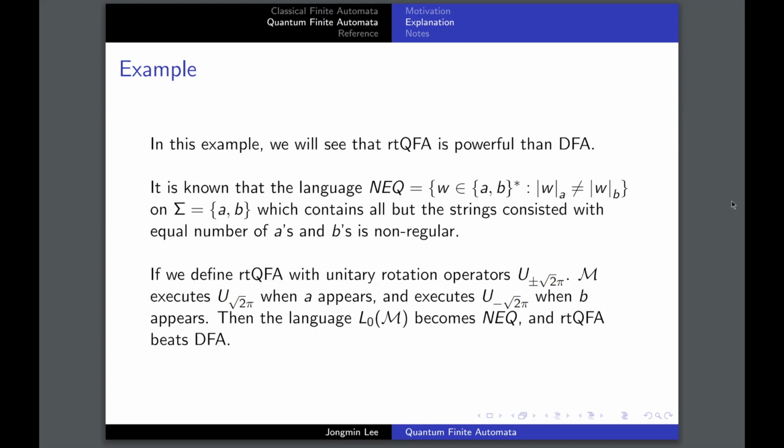But since square root 2 is not a rational number, the number of A and B is different, and the states will never remain in the Q1 axis, plus Q1 or minus Q1. There can be a final state if the A and B number is different.